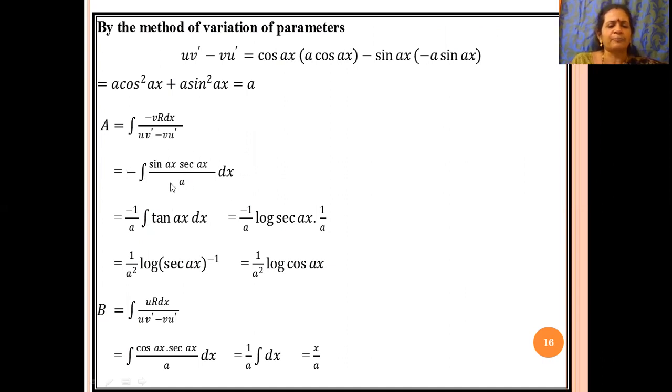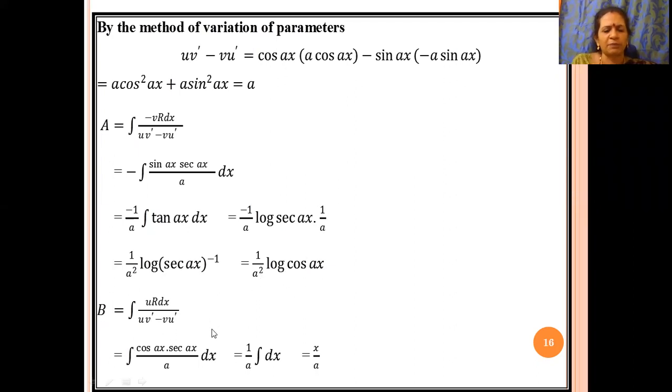So here we have integration. Integral of sin ax into secant ax by a dx. So minus, since a is a constant, minus 1 by a integral of sin ax, and secant ax can be written as 1 by cos ax. So sin ax by cos ax is nothing but tan ax. The integral of tan ax is log of secant ax into the derivative of the inner part, that is a. So we have to write in integration 1 by a. So simplify that, and we'll get the A value is this one.